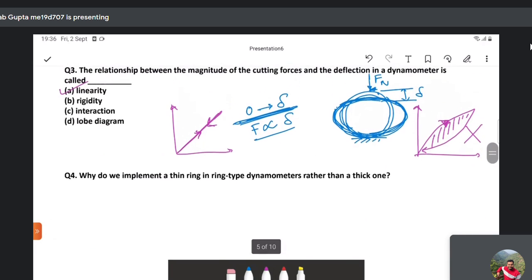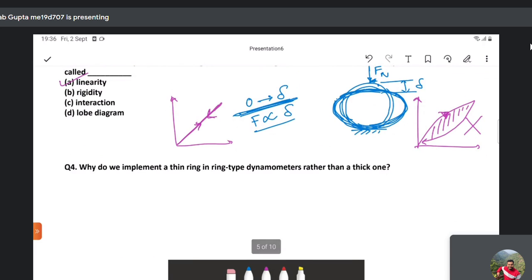Why do we implement a thin ring in ring type dynamometers rather than a thick one? If this is your ring, and this is your ring thickness T, then why do we use a smaller value of T rather than a larger one? If we see the expression of strain for this particular ring type dynamometer, you have the strain gauges which are placed here and here to measure Fn.